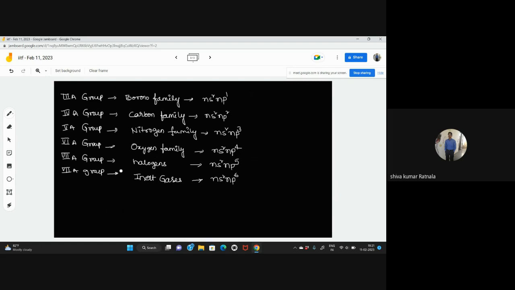So from there, the general p block configuration is ns2 np1 to 6. Is this the valency configuration? Yes, valence electron configuration only.